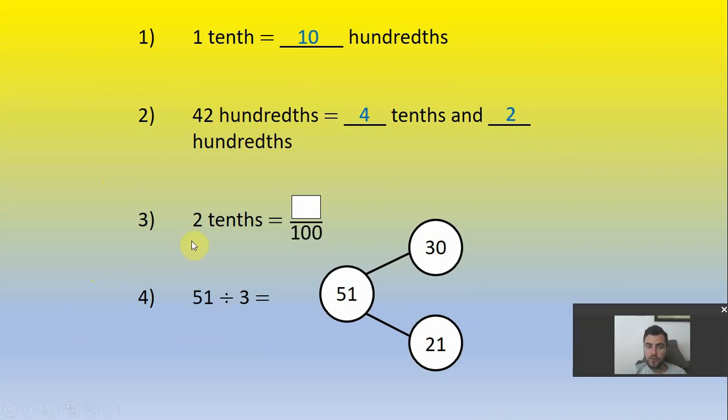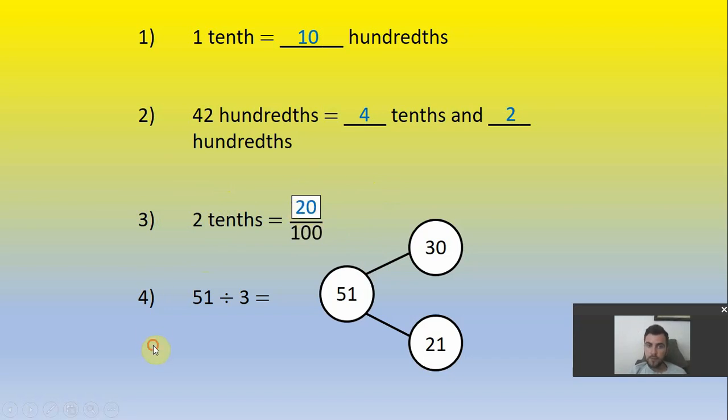Number 3, 2 tenths would equal 20 hundredths. 2 tenths would be 2 out of 10. We'd have to get our denominator 10 to 100. So to get 10 to 100, we'd have to multiply it by 10. Whatever you do to your denominator, you have to do to your numerator, so that will give us 20.